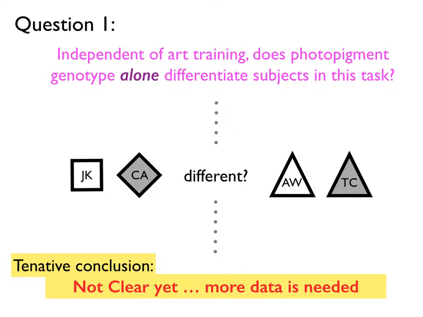So returning again to the questions that we asked earlier in this presentation, is it the case that independent of art training, photopigment genotype alone differentiates subjects tested in this task? Our tentative conclusion, given this preliminary data, is that it is not clear yet whether or not photopigment alone differentiates these subjects, and that more data is needed. The reason for this is because some of the tests that we designed were specifically set up to highlight the differences that Concetta might see, as opposed to general differences.